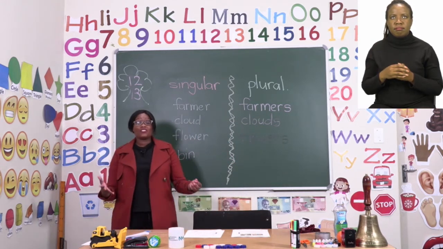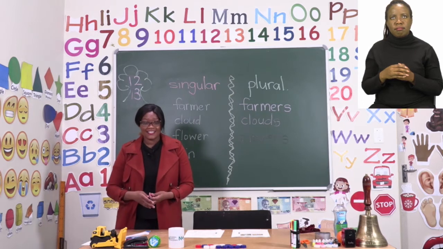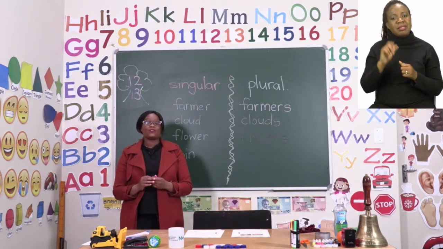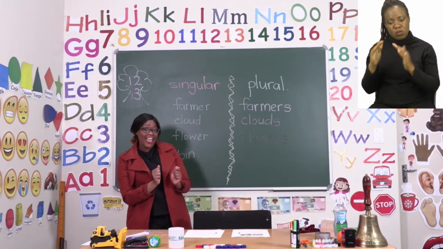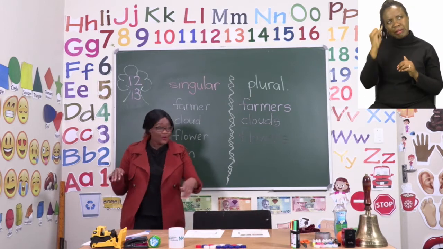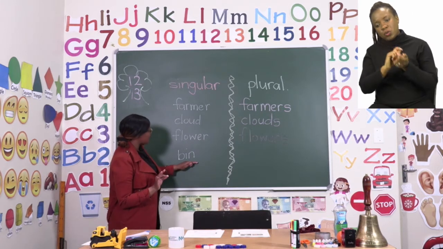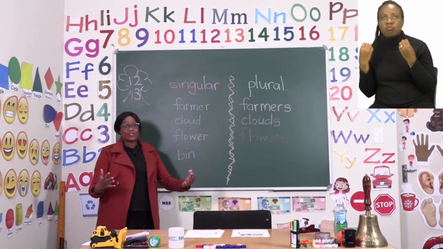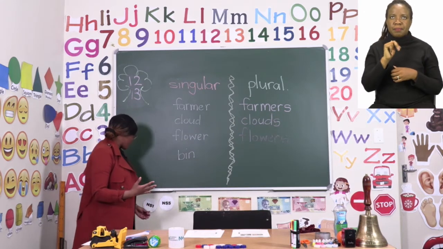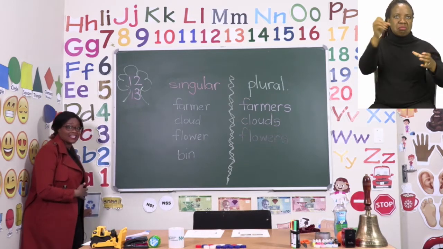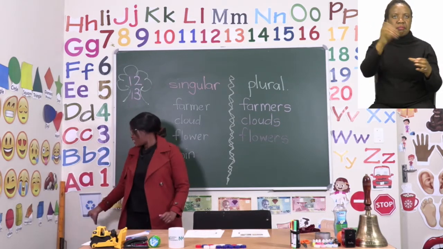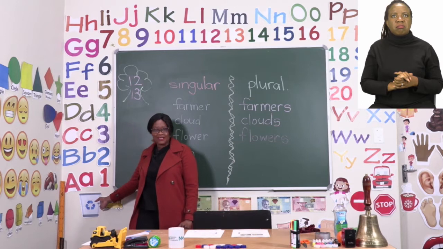Now remember, they want you to make your own words as well. Ones that you're going to first make as singulars and then you change them to plurals. So we have the word bin. Now a bin is something we know. It is the one that we throw all of our rubbish in. I have a bin right here, a recycle bin.